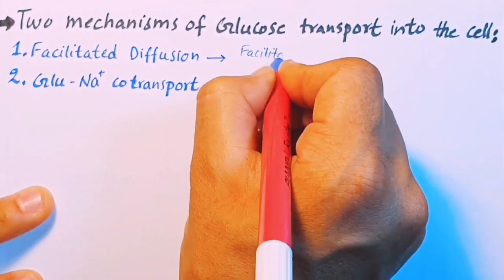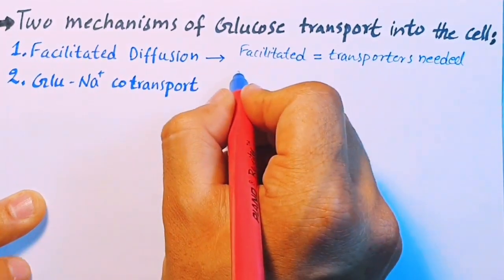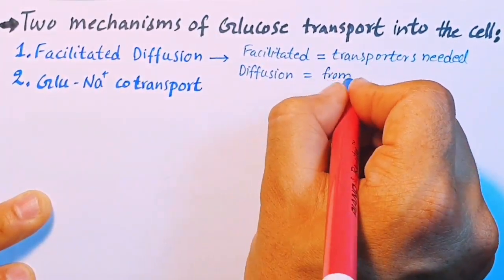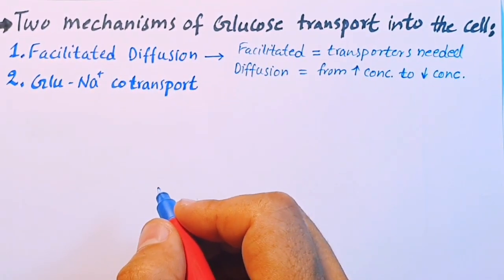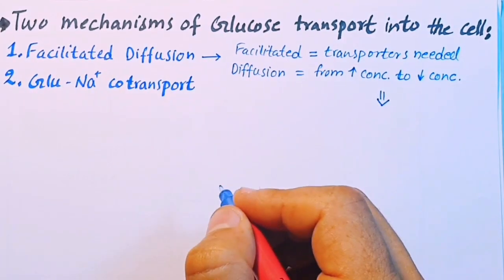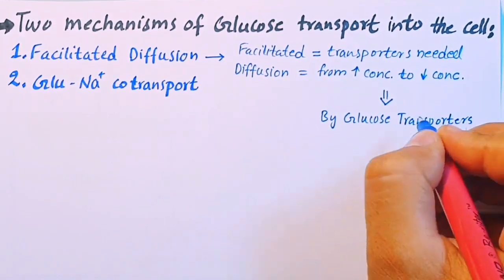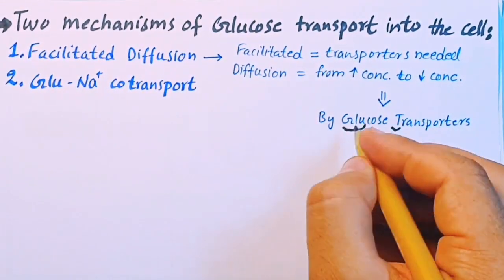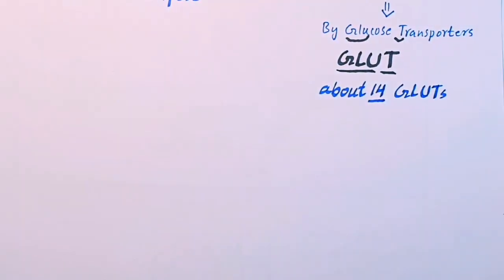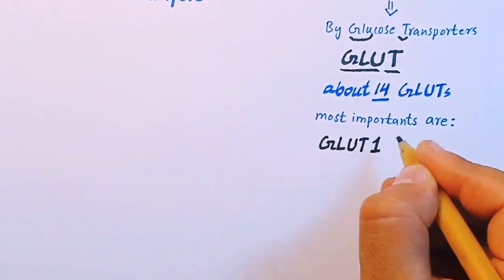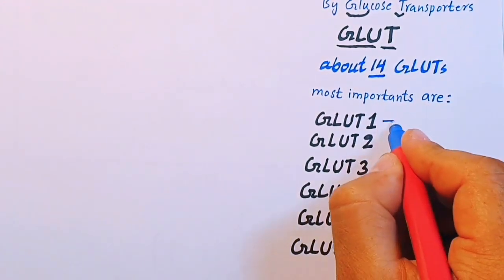Facilitated diffusion, as its name declares: facilitated means transporters are needed, and diffusion means movement from high concentration to low concentration. Facilitated diffusion here means to diffuse by glucose transporters, or GLUT. GLU is taken from glucose and T from transporters. About 14 GLUTs are known, and the most important are GLUT1, GLUT2, GLUT3, GLUT4, GLUT5, GLUT7. We'll discuss these GLUTs.